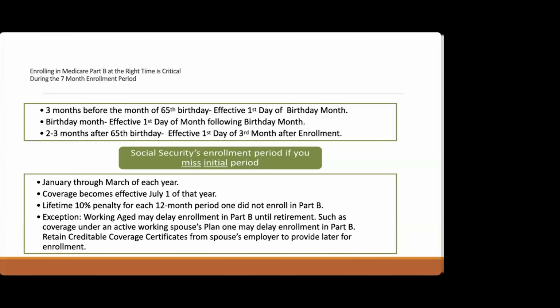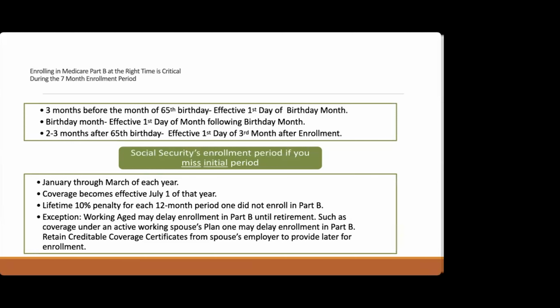Okay, so what happens if you miss the initial period? What if you miss that 7-month window and you were supposed to have enrolled in Medicare? You can enroll in January through March of each year, and then the coverage will become effective July 1st of that same year. And here is the really awful part. There's a lifetime 10% penalty for each 12-month period that you didn't enroll in Part B. So that is a lot of money that you lose out on. When we say lifetime, it's throughout your lifetime. You can never make that penalty go away if you late enroll into Medicare.